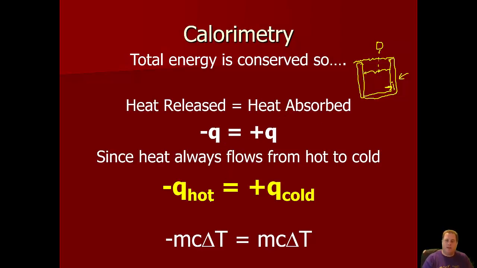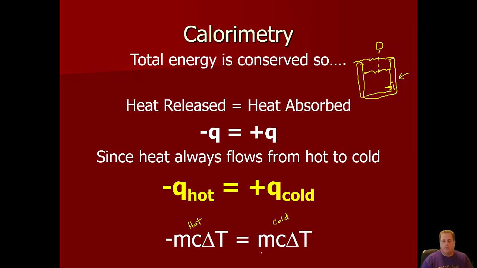Okay. And so we can also just say negative Q of the hot, because heat always flows from hot to cold, that the negative Q of the hot equals the positive Q of the cold. Again, this is the negative sign showing that this side is the exothermic side, this side is the endothermic side. All right. So, well, we know Q equals MCΔT, so we have the negative MCΔT of the hot side, and the MCΔT of the cold side.